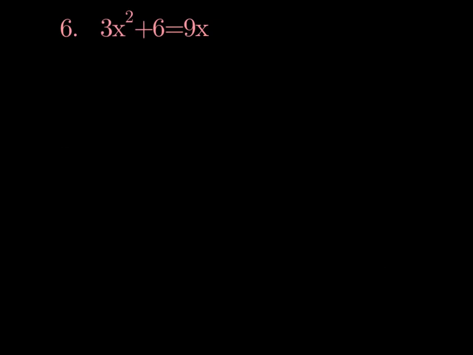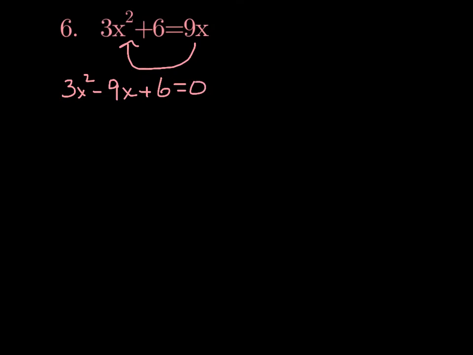So before we start number 6, the one thing that we do need to notice is this is not in standard form. So we want to go highest power to lowest. So I'm going to start by moving this 9x right in there. Okay, so that's going to give me 3x squared. And remember, when I move something from one side of the equal sign to the other, I change its sign. And then plus 6 equals 0.